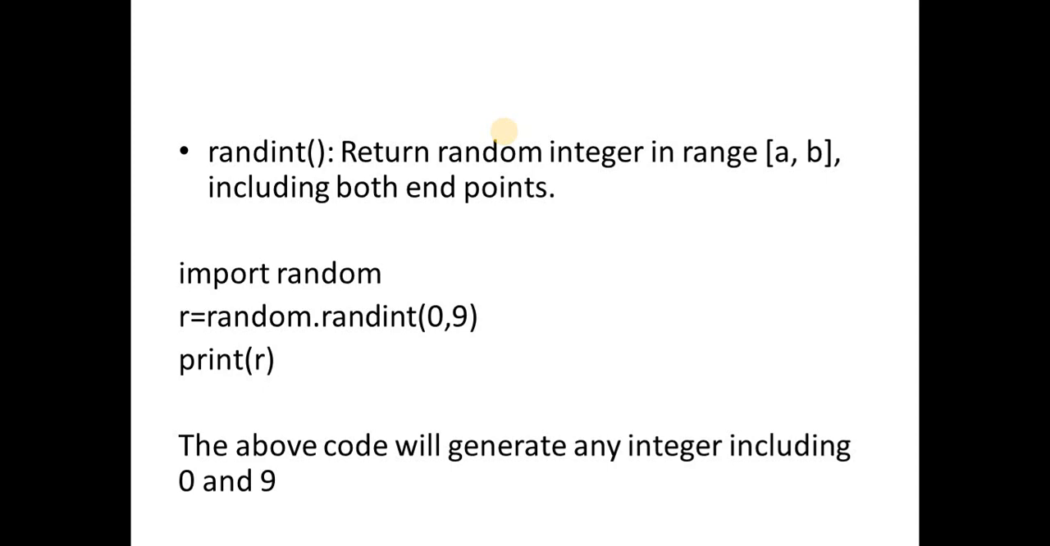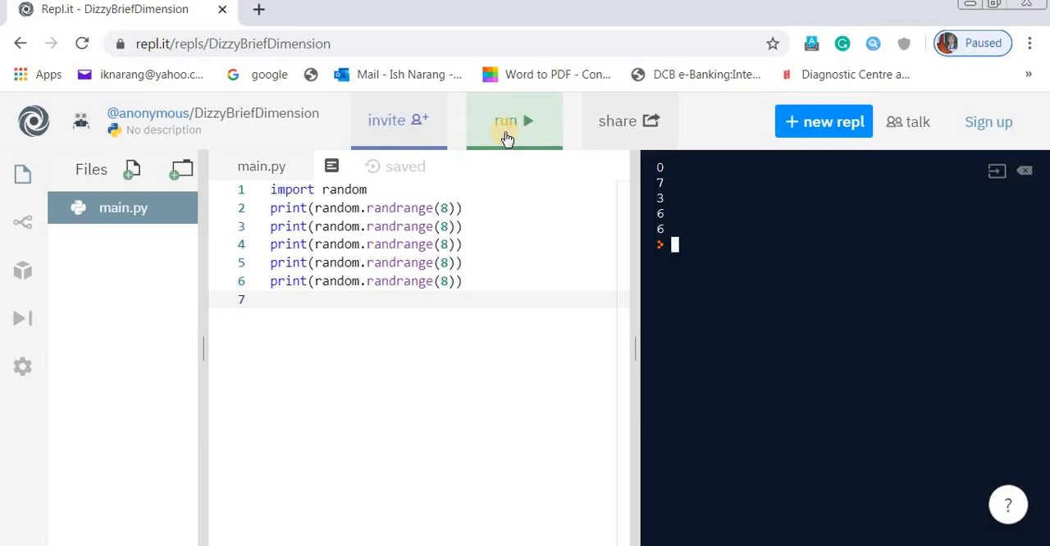Int, we know, stands for integer number. Rand stands for random number. So when we say random.randint 0,9, the most important part to remember is that both the numbers are inclusive. Means it will generate any number from 0, 1, 2, 3, 4, 5, 6, 7, 8, 9. Means both the numbers are included. I'll show you how. Instead of this randrange, I'll simply give randint.